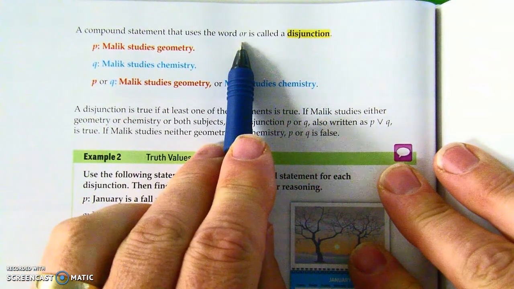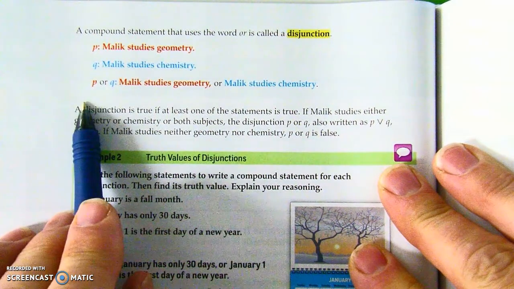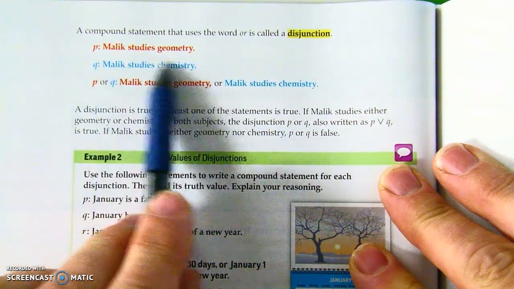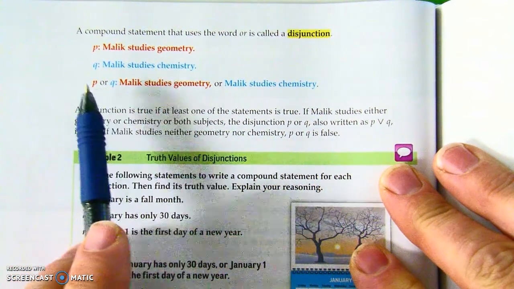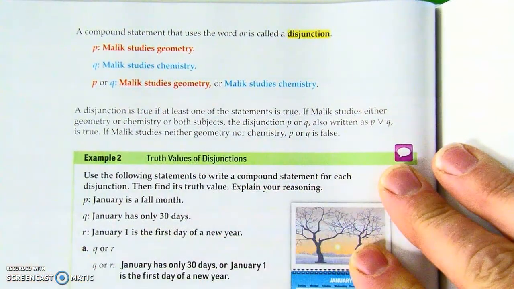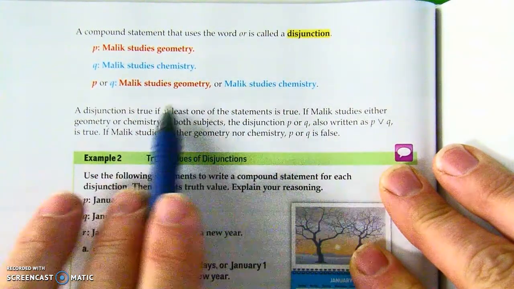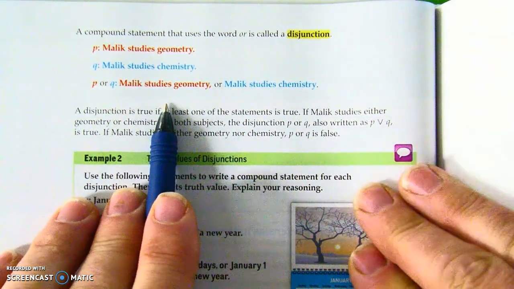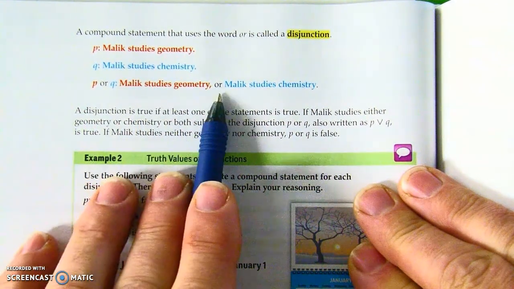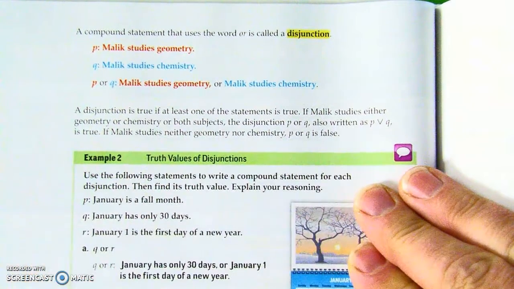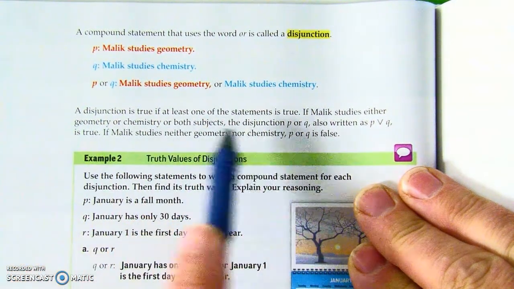Okay, so here's all these words that we're talking about is a disjunction. So again, we have two statements. Malik studies geometry and Malik studies chemistry. Okay, now remember, out of a disjunction or out of an or statement, only one of the two have to be true, and that's it. Okay, so Malik studies geometry or Malik studies chemistry. So a disjunction is true if at least one of the statements is true.